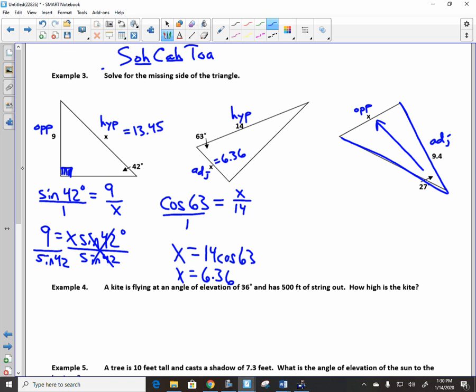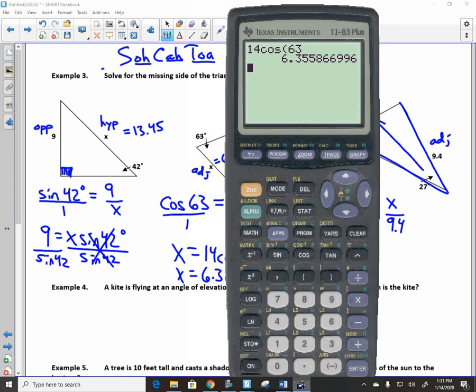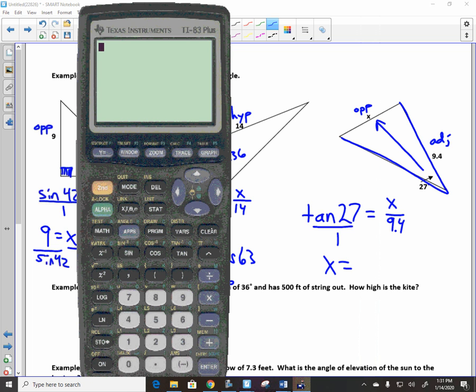So if you are given the adjacent and looking for the opposite, which of the trig functions do you use? Tangent. So we set up tangent of what? 27 is equal to, what's the opposite? X over 9.4. And we cross multiply. X times 1 is x. And we get 9.4 times the tangent of 27. 9.4 tangent of 27 is 4.79.